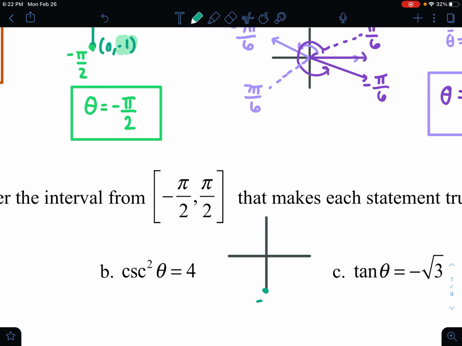This is negative pi over 2. This is 0. This is pi over 2. So we're really only working within this area here. So similarly, I'm going to just copy and paste it over for reference.